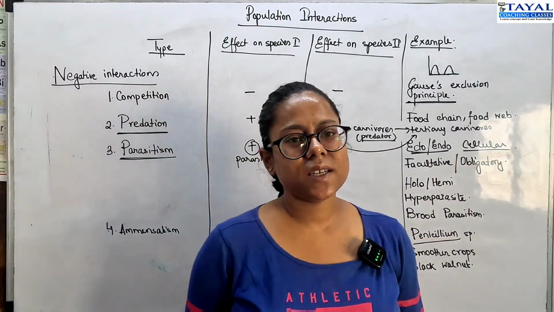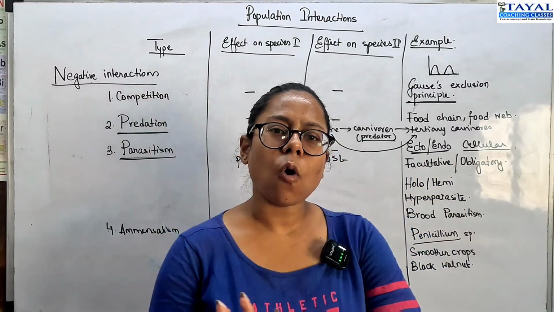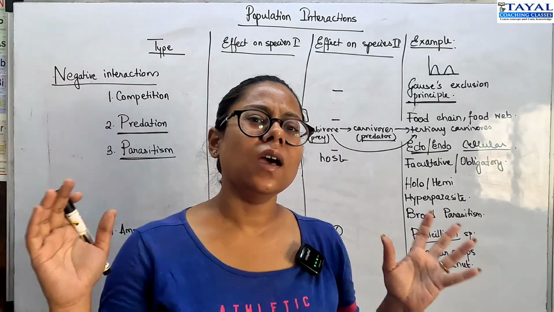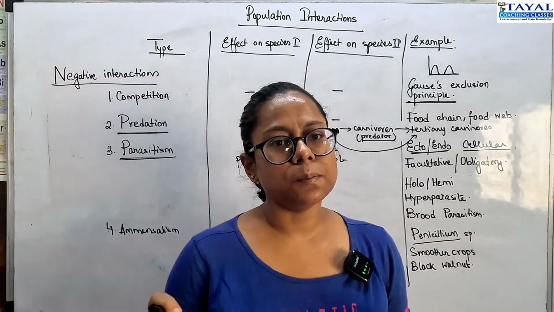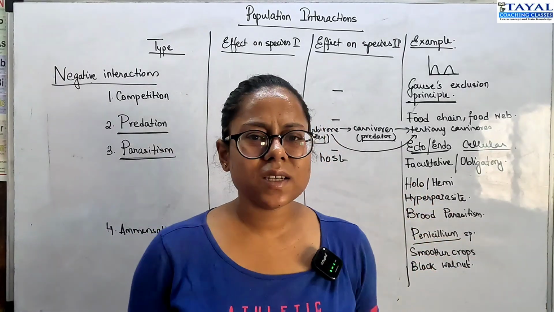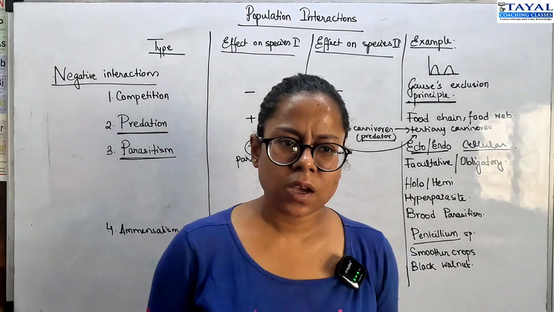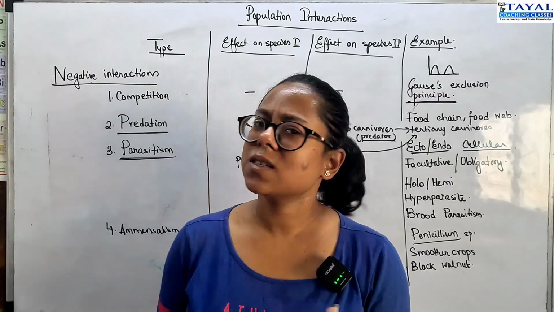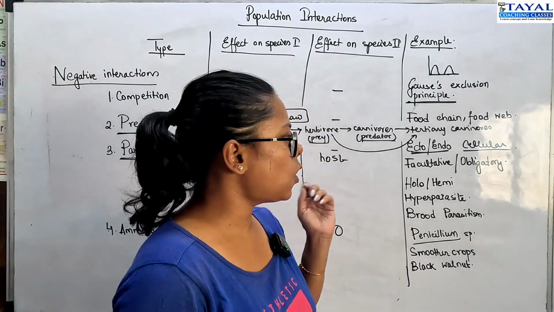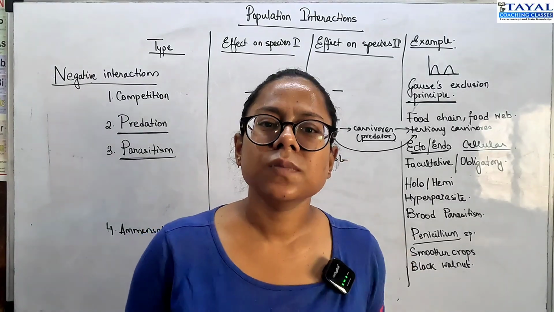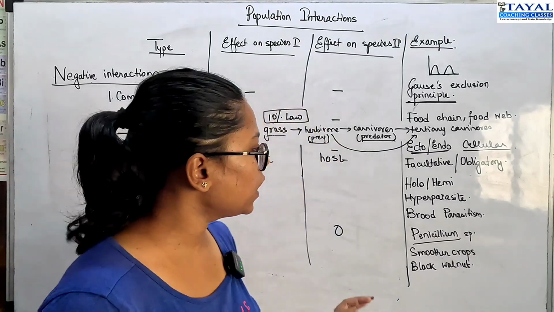Facultative versus obligatory. Facultative parasites are those that do not always depend completely on parasitism, whereas obligatory parasites always depend on it. So facultative would be Ascaris, whereas obligatory would be leech. It's an obligatory parasite, okay?